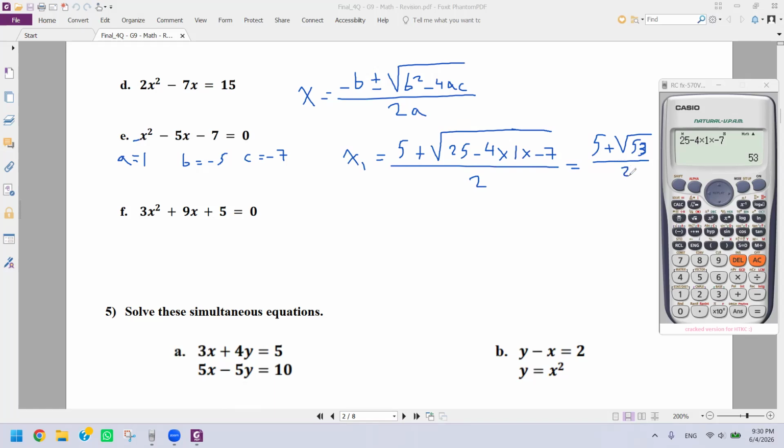over 2. This is x1. Now x2, you write the same thing, but you change the sign of the square root. 5 minus square root of 53 over 2.